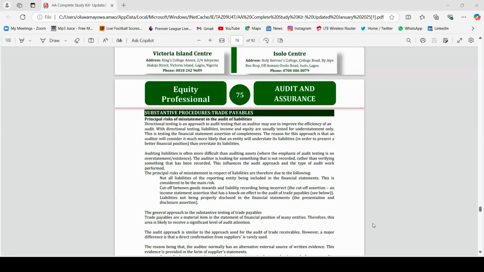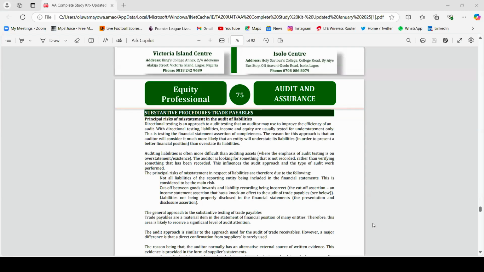Then from payables, we'll look at accruals. So we are now looking at the liability side of the financial statement. We look at accruals, we look at provisions, we look at contingencies. What are those principal risks of material misstatement that are associated with accruals? What are the substantive procedures that the auditor should carry out to verify the accruals? The same thing for your provisions and contingent liabilities. We looked at the standard on contingent liabilities. We look at the definitions. Then we also look at the substantive procedures to carry out for contingent liabilities.